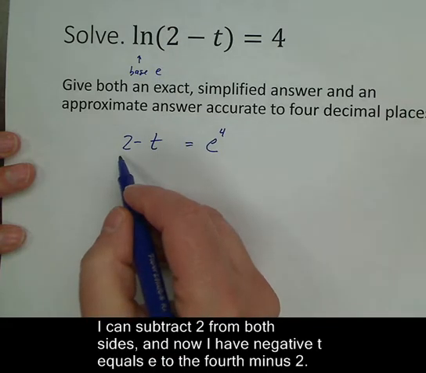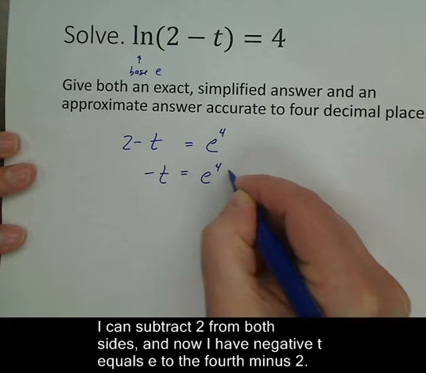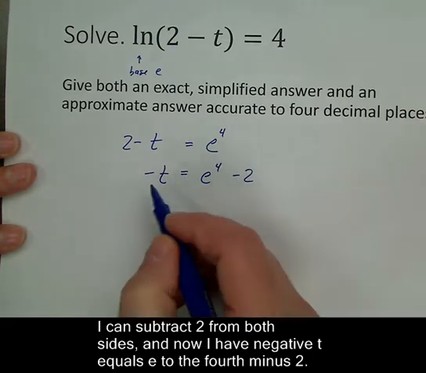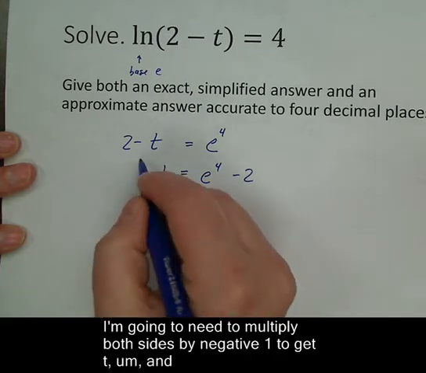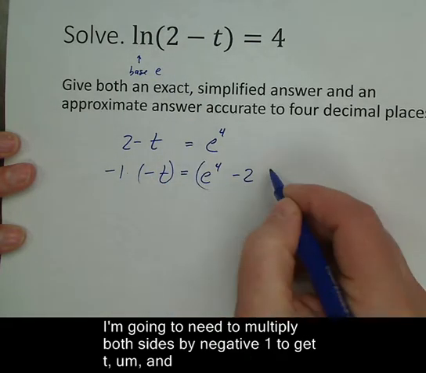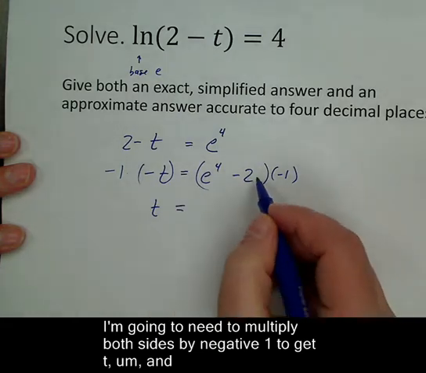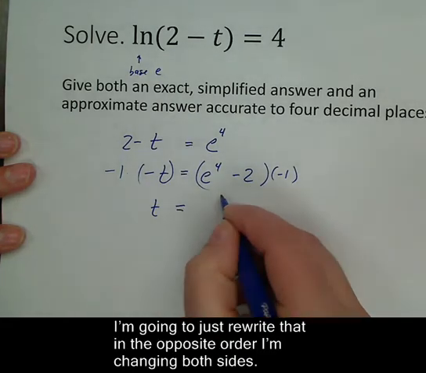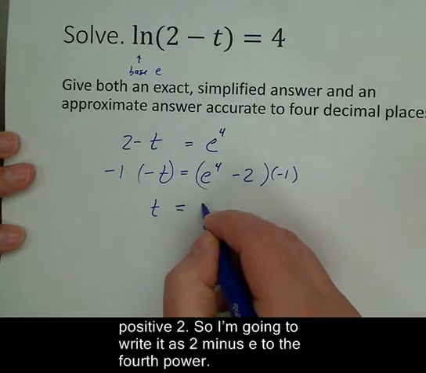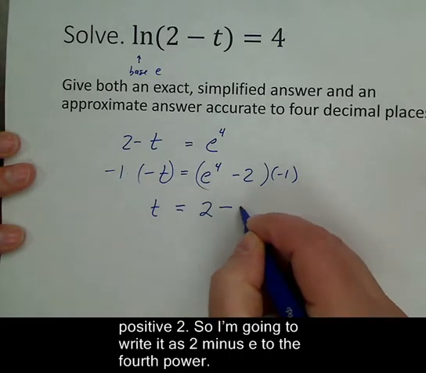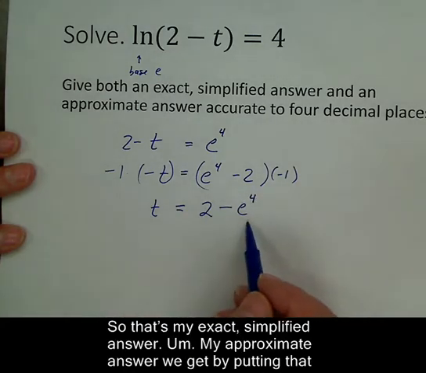I can subtract 2 from both sides, and now I have negative t equals e to the fourth minus 2. I'm going to need to multiply both sides by negative 1 to get t. And I'm going to just rewrite that in the opposite order. I'm changing both sides. So this is going to be a negative e to the fourth, and this is going to be a positive 2. So I'm going to write it as 2 minus e to the fourth power. So that's my exact simplified answer.